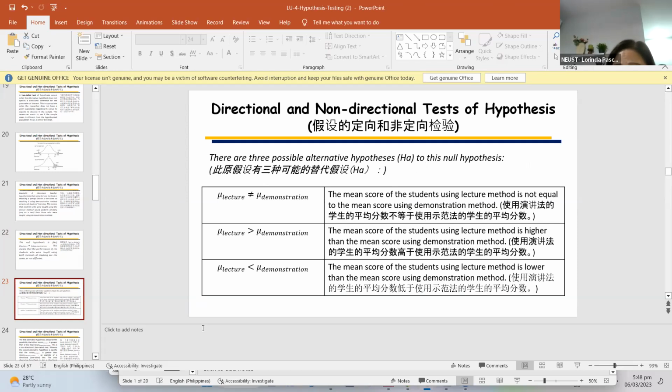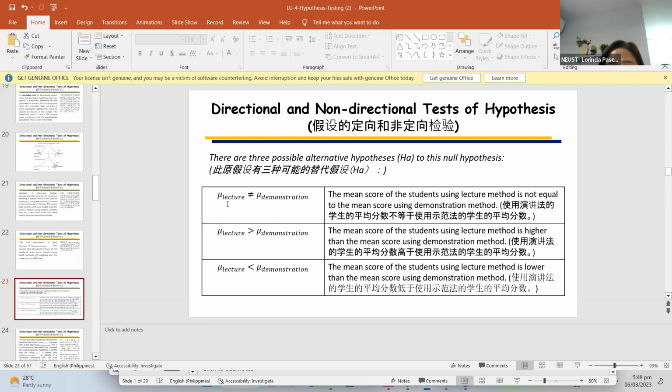So there are three possible alternative hypotheses, HA, to this null hypothesis. So what are these three possible alternative hypotheses? Kanina sinabi natin na there is no difference in the null. So meron daw tatlong posibleng alternative hypothesis dun sa null hypothesis na yon na walang pagkakaiba.